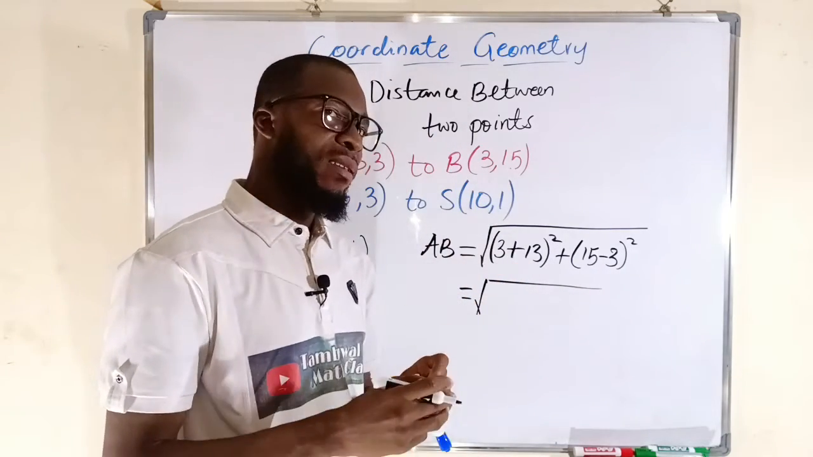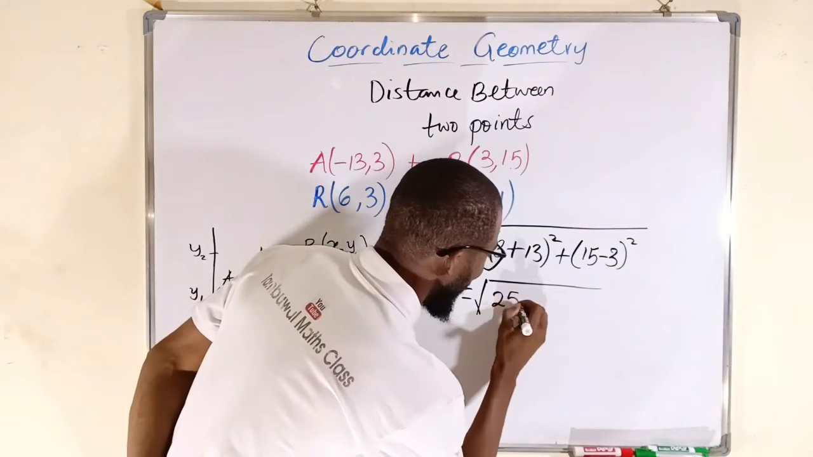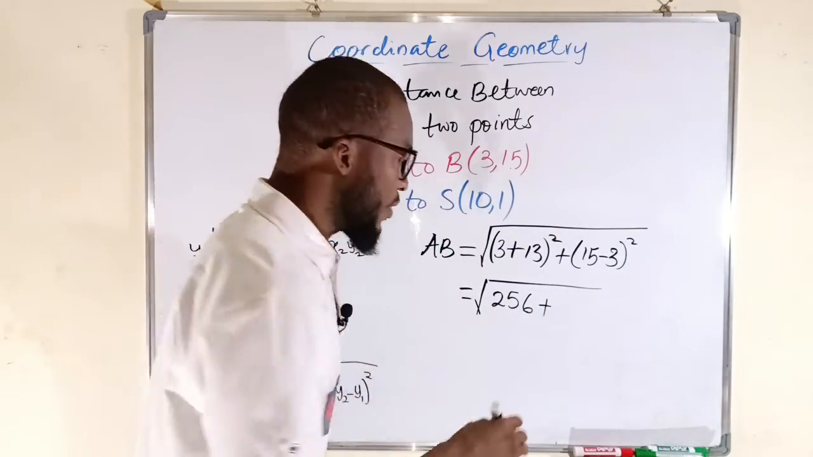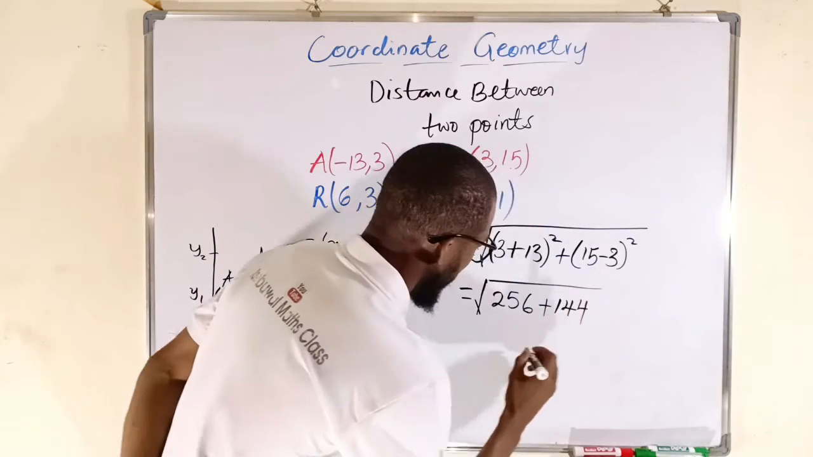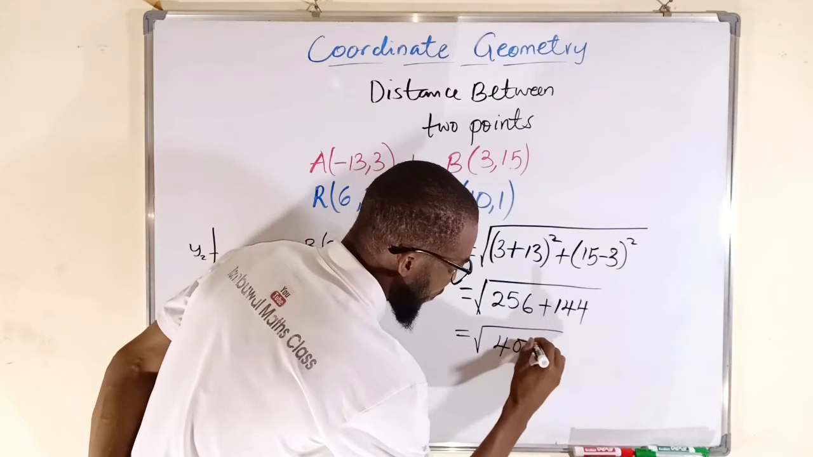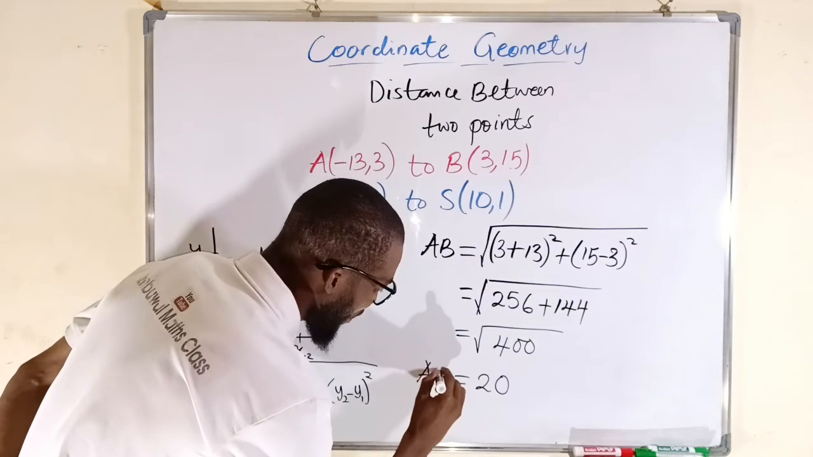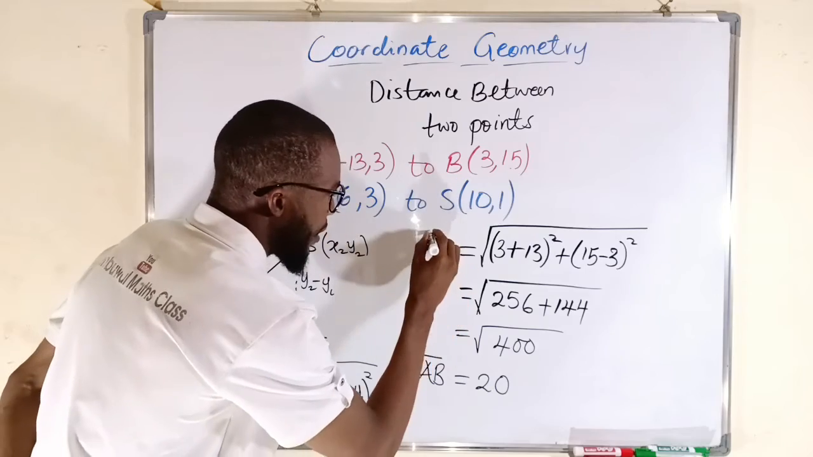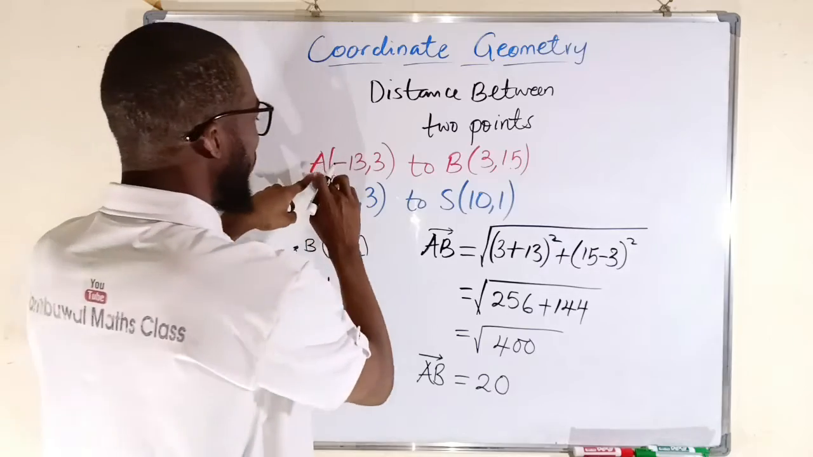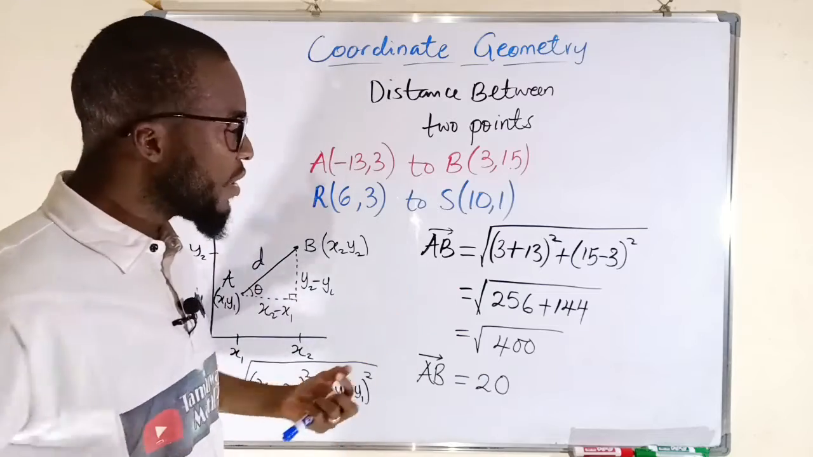This is equal to 3 plus 13, which is 16. 16 squared is 256, right? So we have 256. 15 minus 3 is 12. 12 squared is 144. This is equal to 400, right? And the square root of 400 is 20. Therefore, the distance between A and B is 20. Just 20. If you want to find the distance between this point and this point, it is 20. It could be centimeters, meters, whatever.